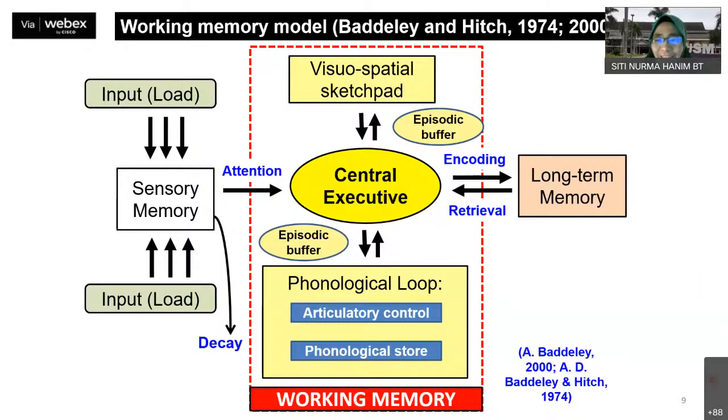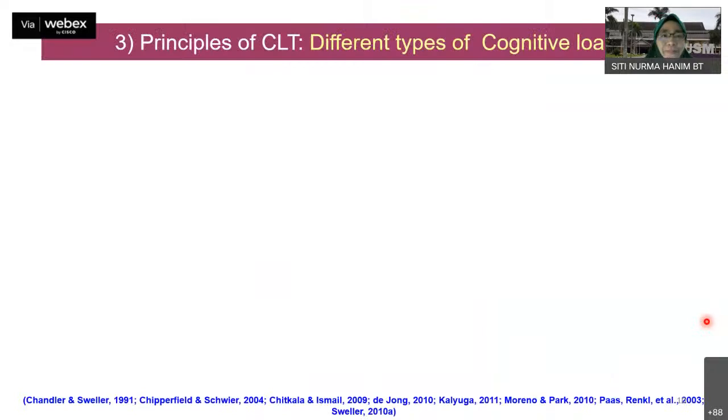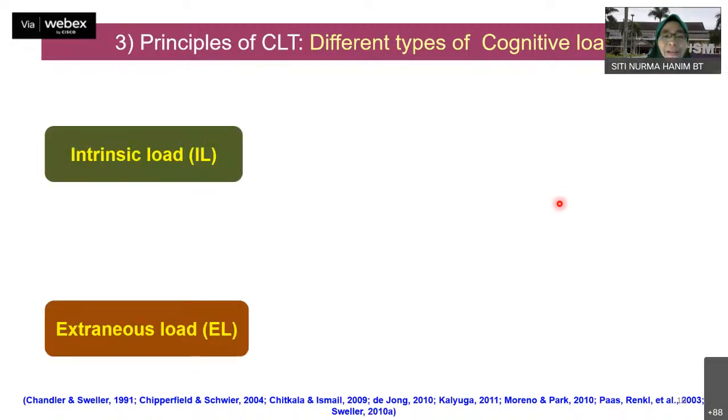All right. Can I proceed? Okay, right. Principles of cognitive load theory. We know already what cognitive load is. Cognitive load is the information that enters the sensory memory, right?